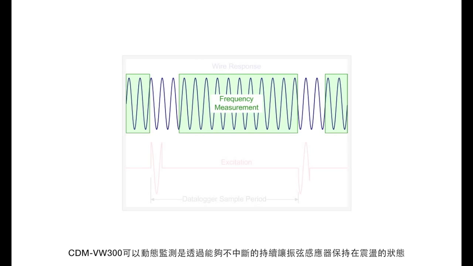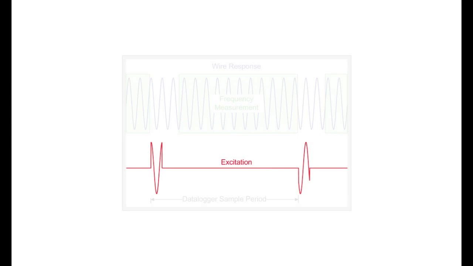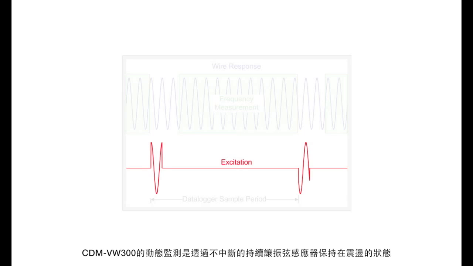The CDM VW300 is able to make dynamic measurements by maintaining the vibrating wire in a continuously vibrating state. At the beginning of each data logger scan, the analyzer provides a short duration, low voltage excitation pulse that is phase aligned to the motion of the wire. This pulse adds constructively to the energy in the wire and sustains its motion.